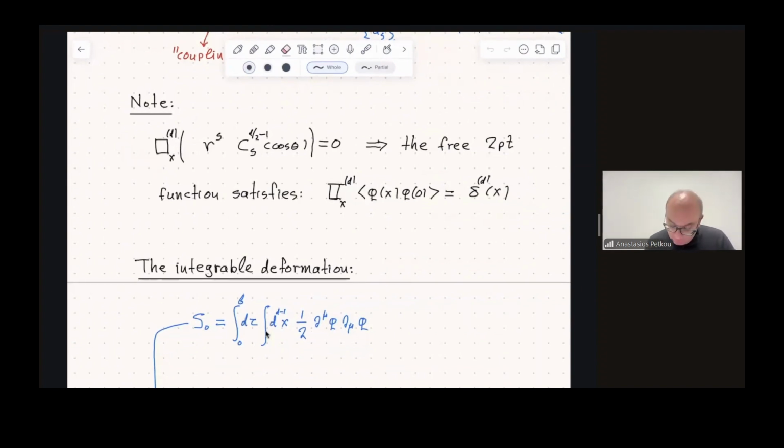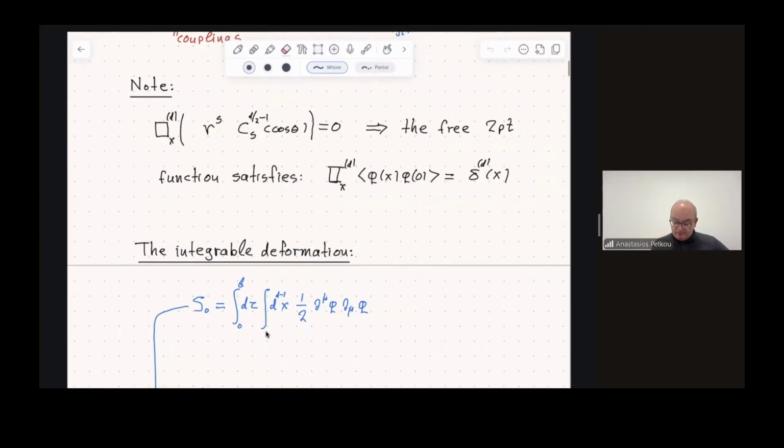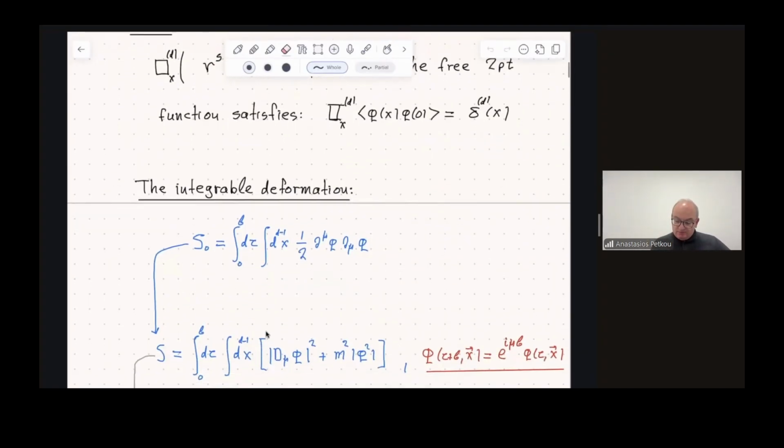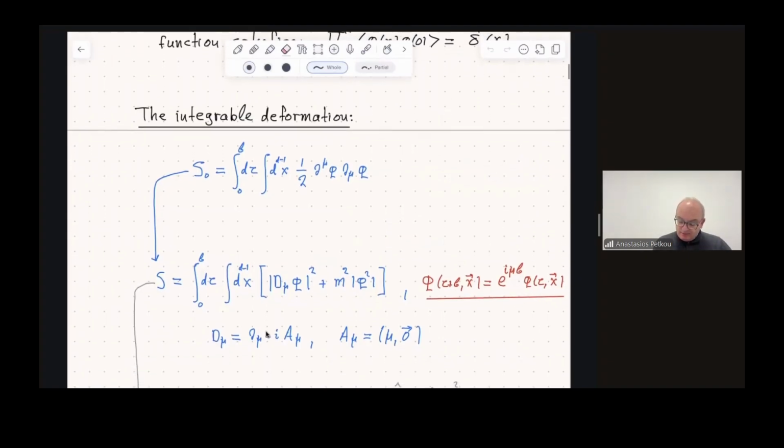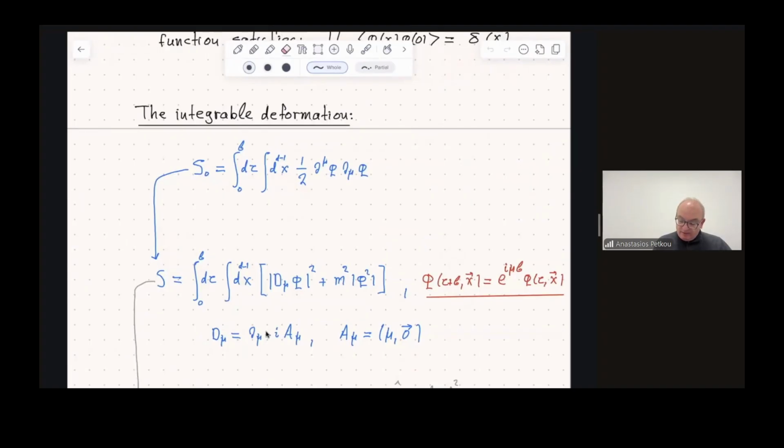Okay. Now, let's see how we can deform the theory. And of course, you can choose your favorite deformation of the free theory. We have chosen in a number of works to deform the theory in the simplest possible way, which I will call the integrable deformation, because actually we can do the calculation. Integrable deformation involves a Gaussian deformation.